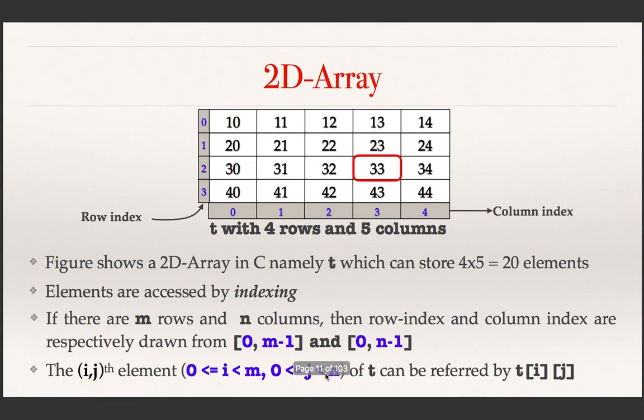For example, see how you will access this element. This element is in the second row and third column, so it can be accessed by T[2][3]. That's the syntax for accessing this element. So T followed by the first index, that is the row index, followed by the column index.